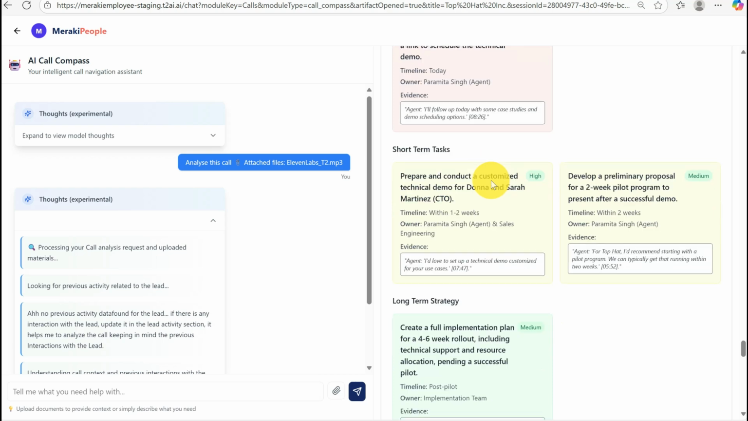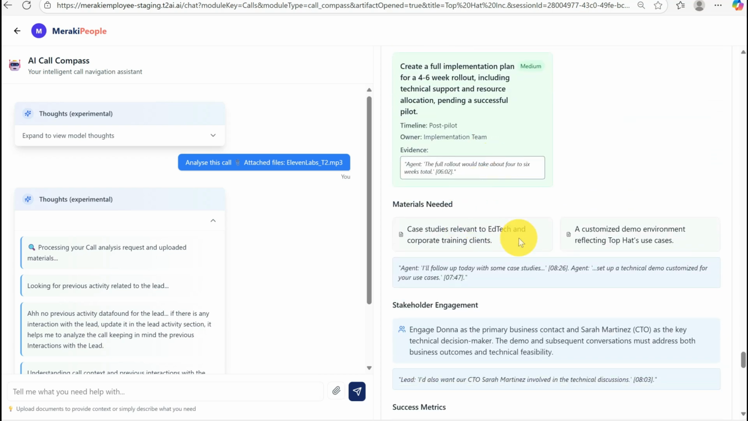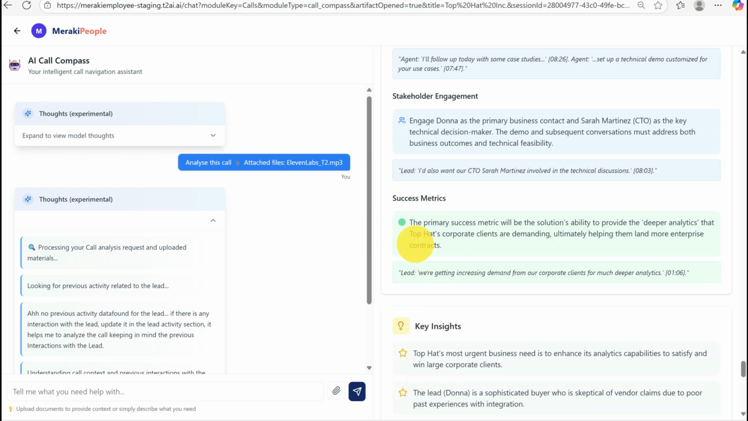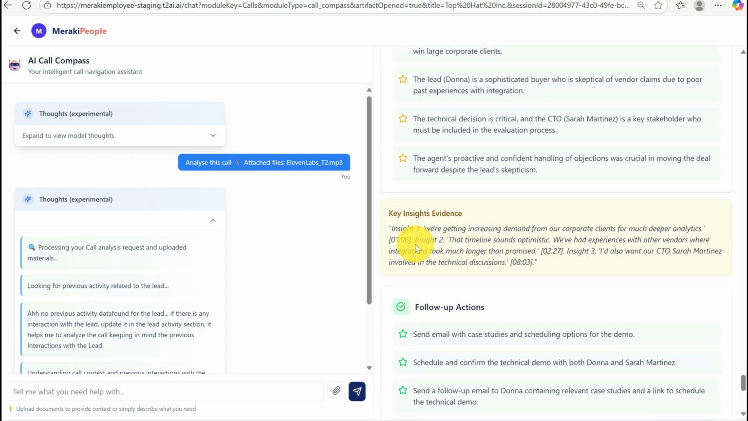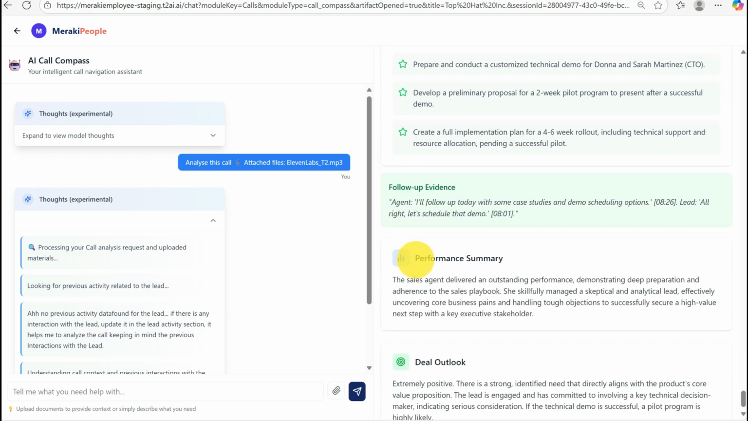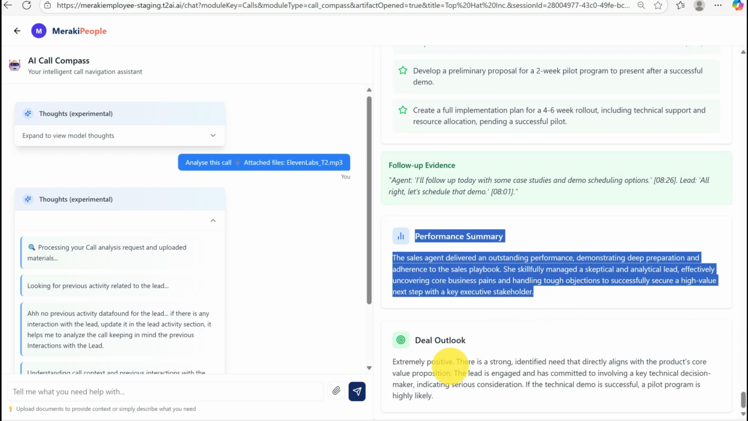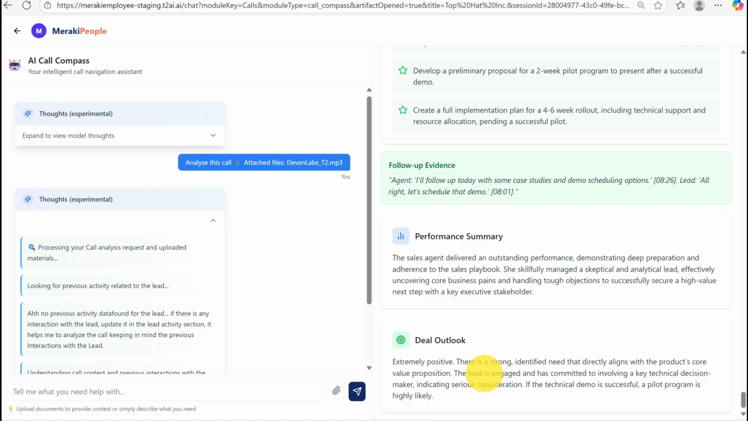And then, of course, you have the action plan, the short-term tasks, and the long-term strategy. If there are any materials that they need to hunt out from the marketing team, these are the top ones. The next stakeholder engagements, the key insights that need to be followed up, and a final performance summary, and the fact that everybody looks out for: is the deal outlook positive? And in this case, Meraki says that it's a positive deal outlook.